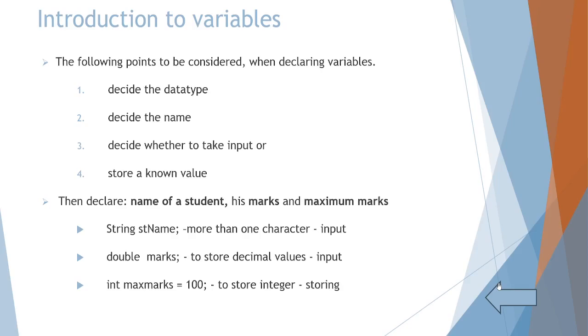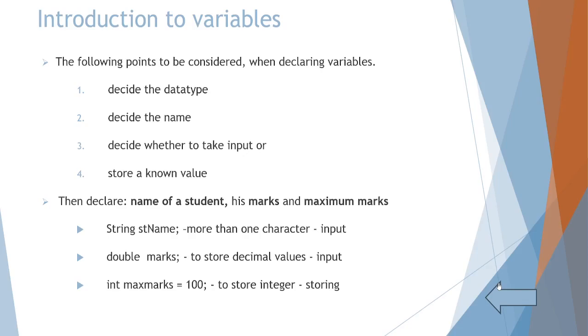Then only declare. For example, we want to declare three variables. One is name of student, second one is his marks, and third is maximum marks for the subject. Now, according to the guidelines, first of all, we need to decide the data type. Name of a student, collection of characters, more than one character. So, string is the data type. After that, decide the name. It could be name, stName, any name. But it should not be a keyword. All rules we should follow, identifier rules.